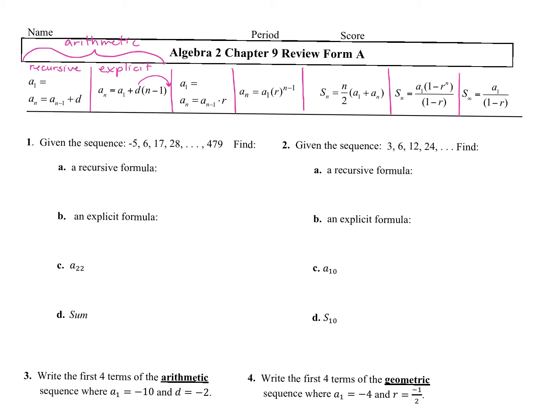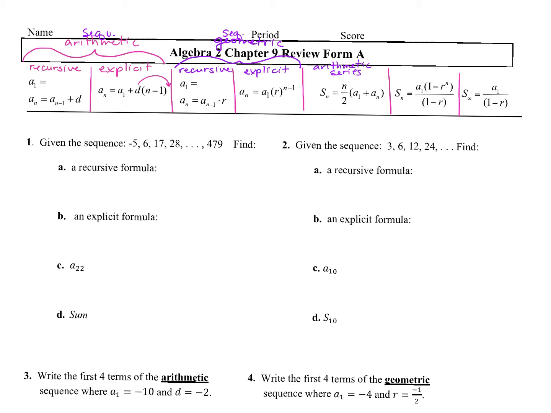The next two, these two here, are geometric. This is the recursive, and this is the explicit. Okay, and then these are sums. So this is the sum of an arithmetic series. All right, this is where we're adding. These are sequences, if that helps you. Those first four are sequences.